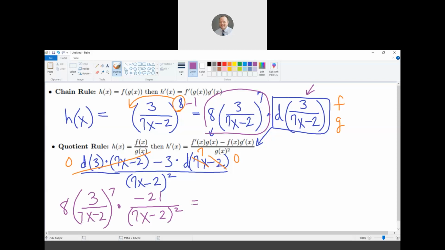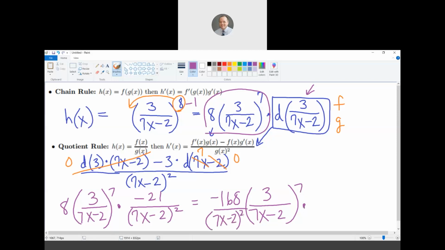And probably what my math lab would want you to do, just multiply the 8 times negative 21. So that would be negative 168 times 3 over 7x minus 2 to the 7th power, all over, actually, 7x minus 2 squared. Now, as far as I'm concerned, you can stop here.